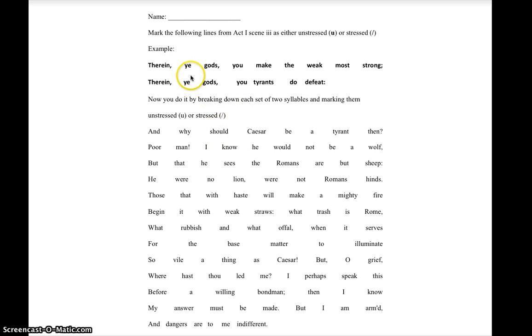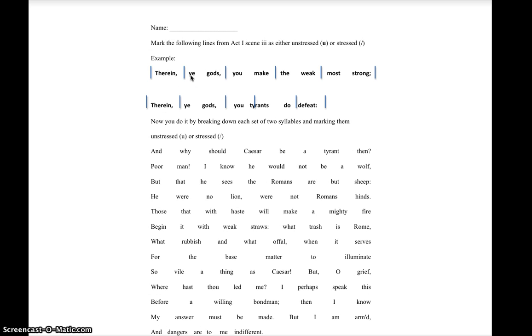So if you look at this, the first thing I do is you mark off every two syllables. So you need to put a line at the beginning of every single line and at the end. And then the key is finding out where the other four lines will go to break this up into 5 different sections. Therein, ye gods, you make the weak most strong. Therein, ye gods, you tie, rents do, defeat. And notice that these lines can actually go in the middle of words if you go, two syllables, two syllables, two syllables.